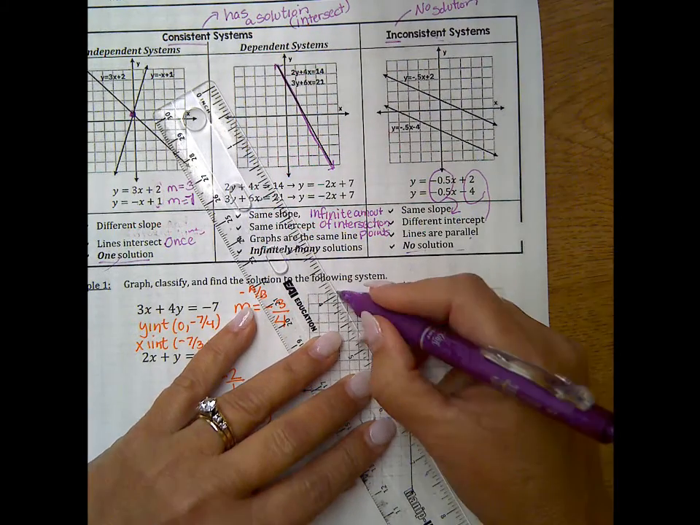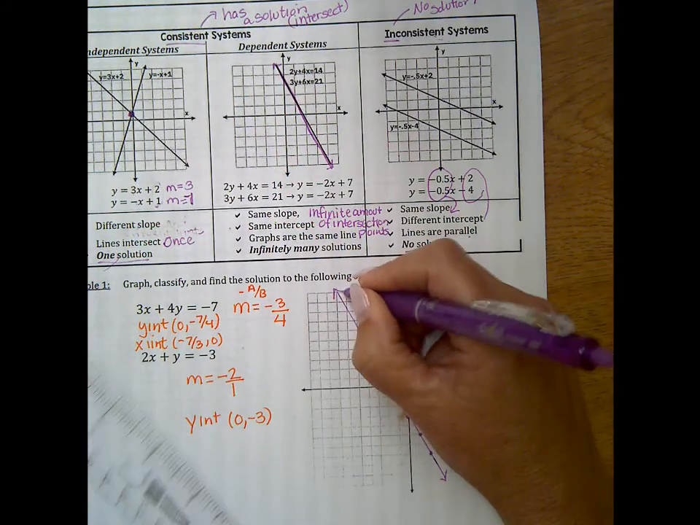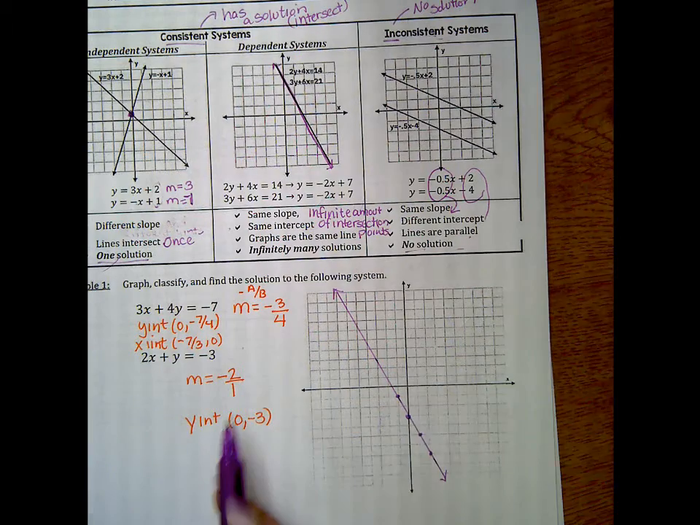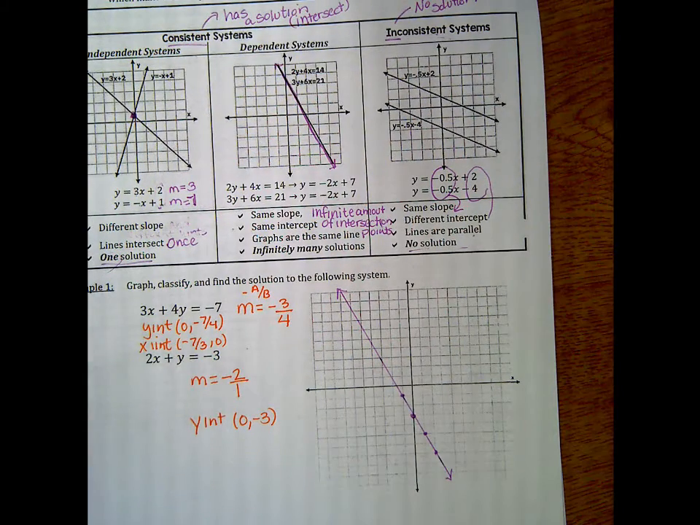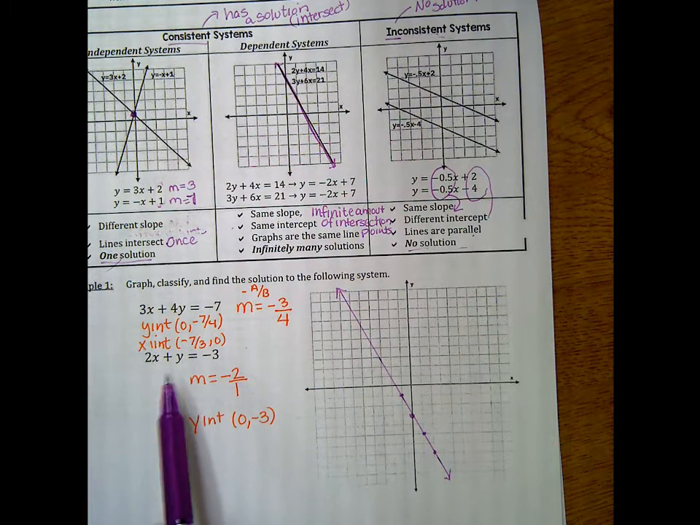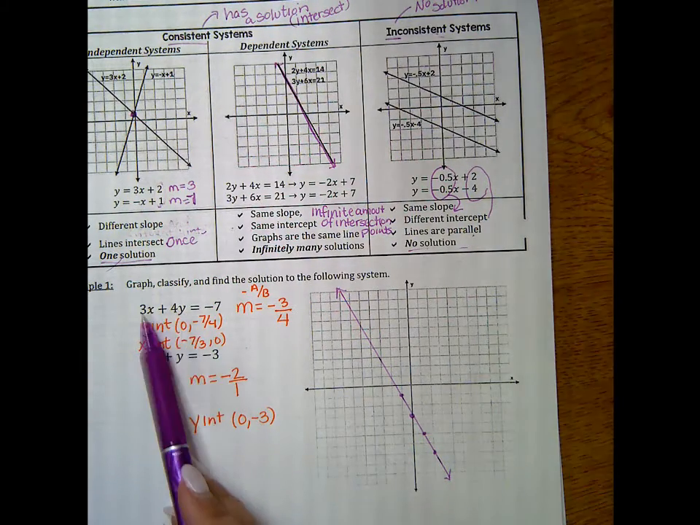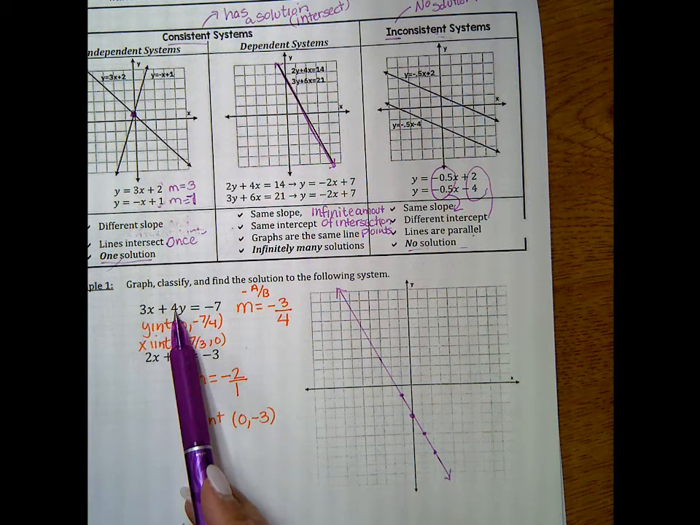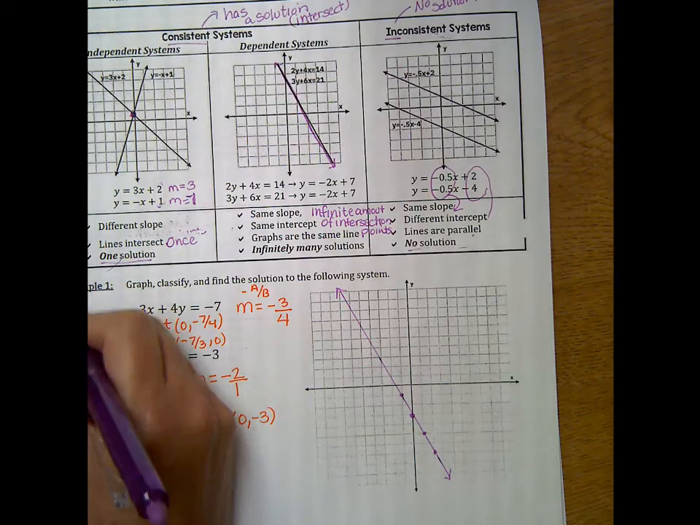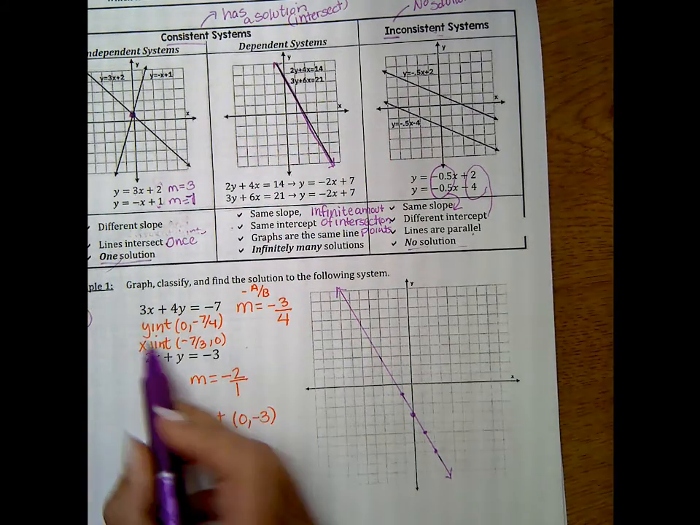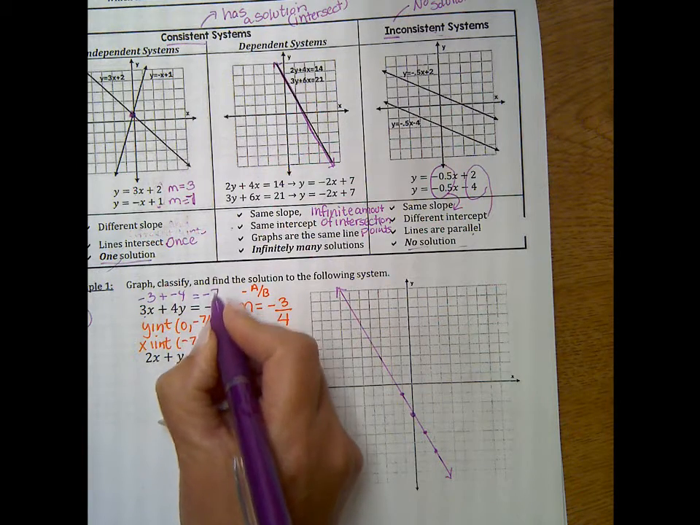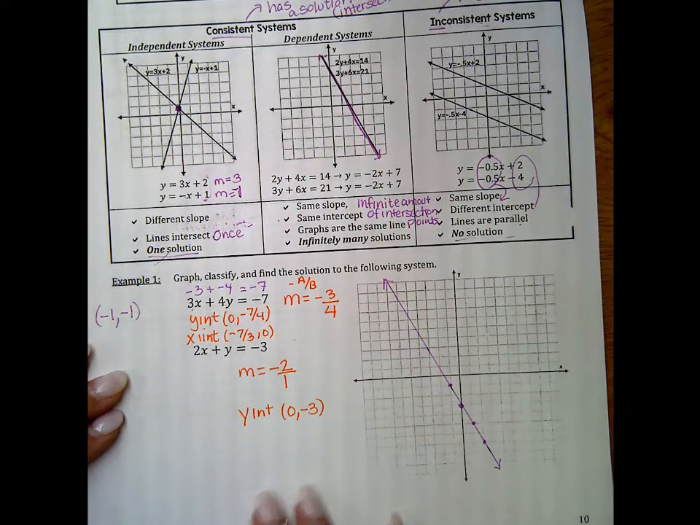Now, if you have fractional intercepts like 7/4 and negative 7/3, we can try to graph it, but it would be much nicer if we could find a nice point that works really well here. For instance, what would make 3 times something plus 4 times something give me negative 7? I know 3 plus 4 is 7, so if I plug in x is negative 1 and y is negative 1, negative 3 plus negative 4 is negative 7. So this is a lot nicer of a point to plug in.